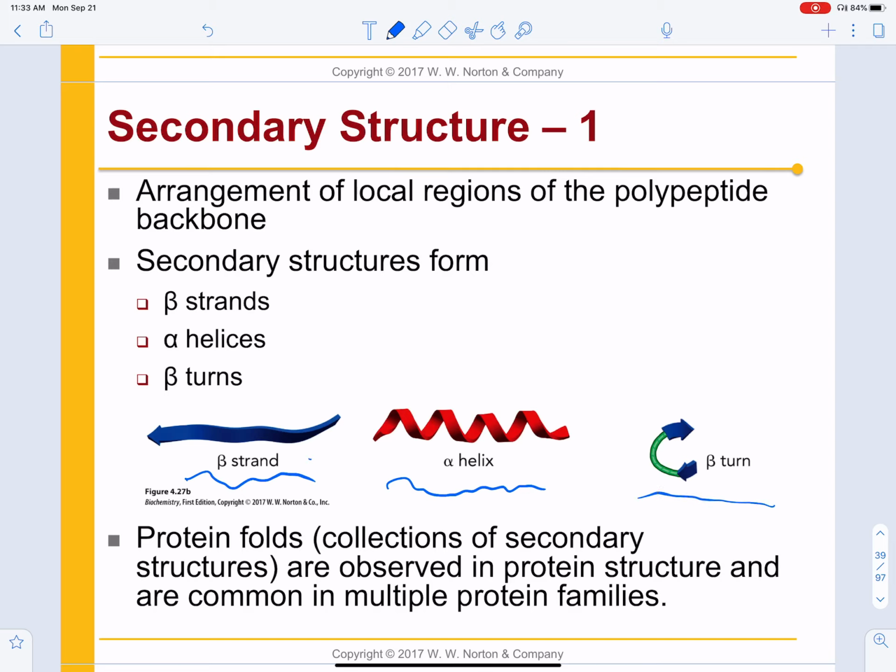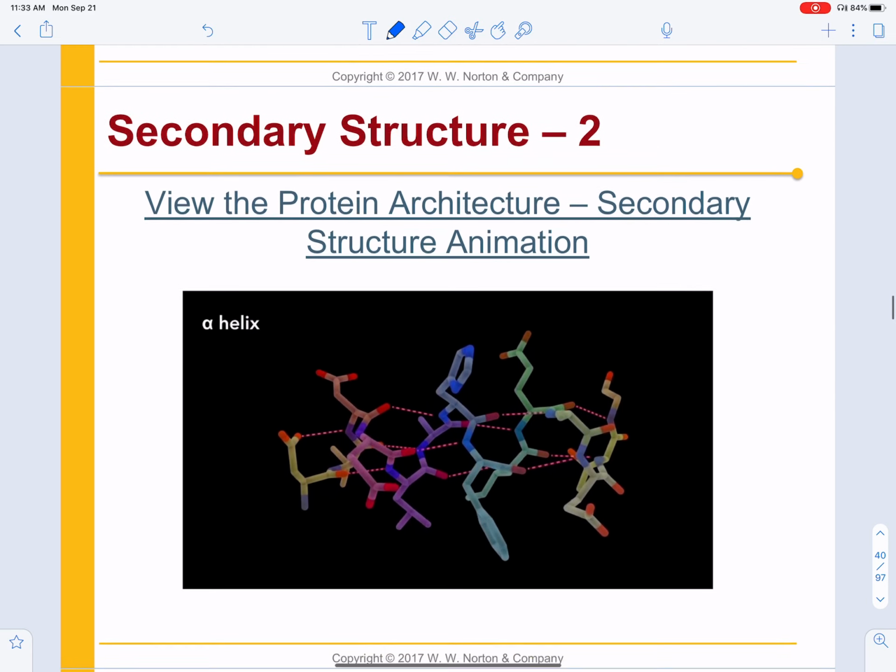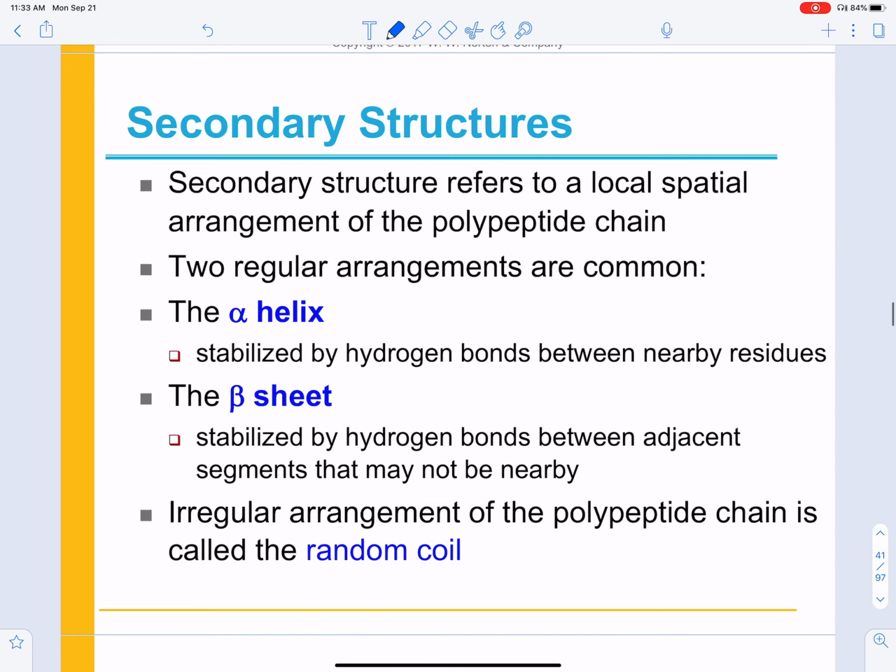In GBio, it's generally enough to know that these structures exist, but we're going to talk about why they exist and why they predominate in the protein structure. Next session, we'll talk about tertiary and quaternary structure and some of the motifs that come up. But now we'll talk about this.